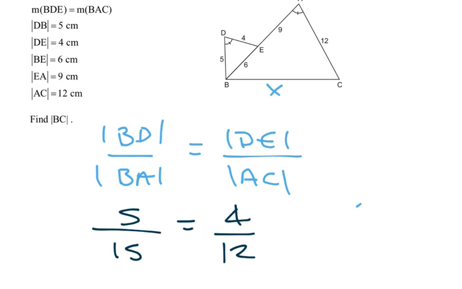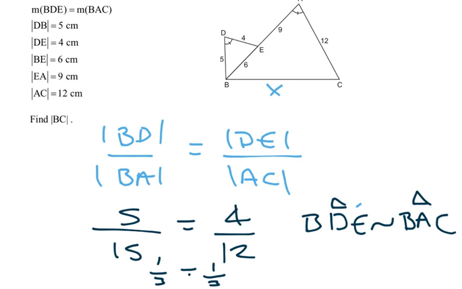And what do we end up with? Yep, 1 over 3 is equal to 1 over 3. So this means that we can say with confidence that BDE triangle is similar to BAC.